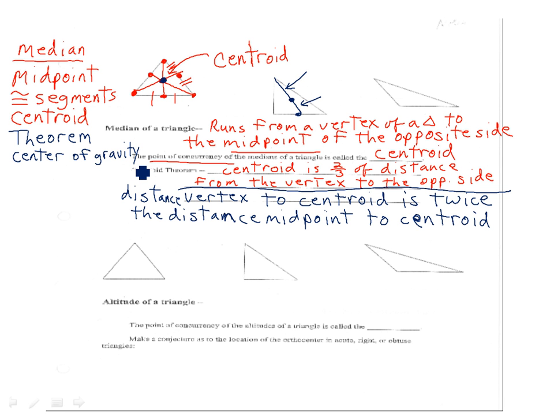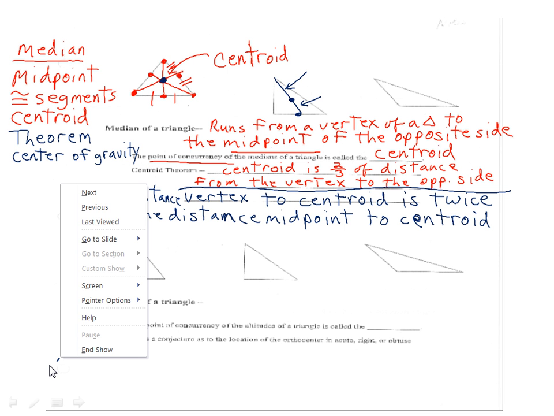All right, an altitude of a triangle. Look up in the book, the definition of an altitude is on page 241. An altitude of a triangle is a segment from vertex to line containing the opposite side and perpendicular to the line containing that side.